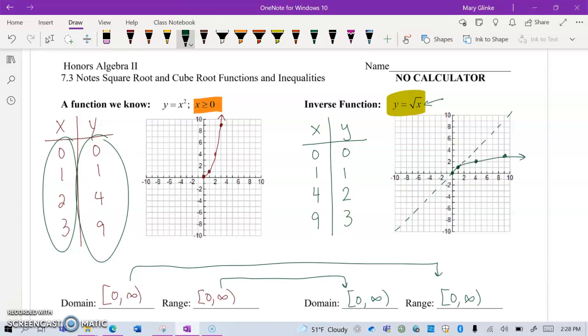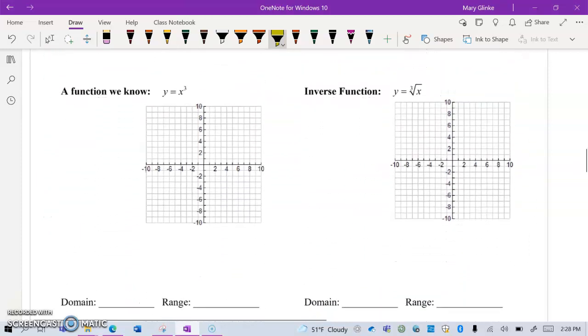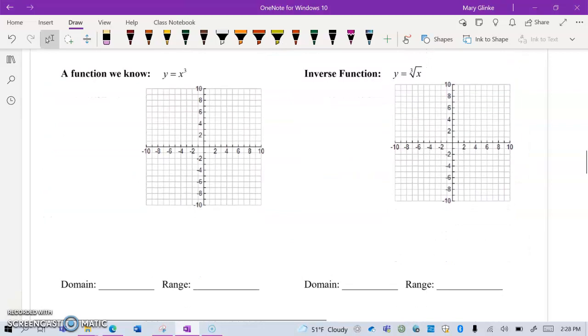So anytime you have to graph the square root of x, you need to have this table of values kind of memorized, because then what we're going to do is start moving them all around. We also are going to start graphing cube root functions, but that is not something that we have ever seen before. So we're going to start with something that we have seen before, which is x cubed.